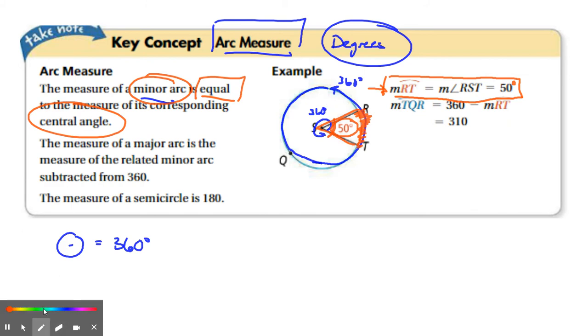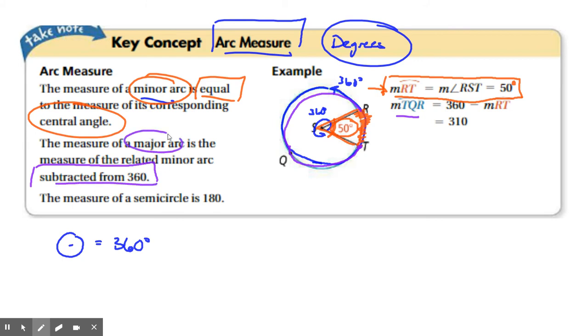To find a major arc's measure, let me use purple. So to find arc TQR, so T to Q to R, typically we can subtract the minor arc from 360. So to find the major arc, we're going to take the minor arc and subtract it from 360. So this major arc, TQR, is everything but arc RT. That's why we take the circle and subtract the measure of RT. And that'd be 310 degrees.